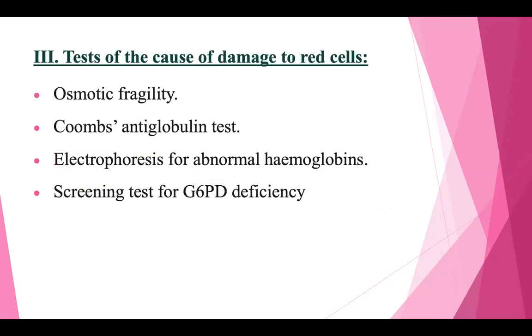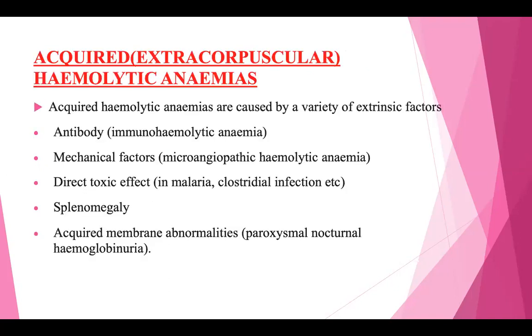And third, we should test for the cause of the damage, to know where this cause comes from. If we suspect spherocytosis we do osmotic fragility; if we suspect immune causes we do the Coombs test; if we suspect a hemoglobin abnormality we do hemoglobin electrophoresis; if we suspect G6PD deficiency we do an assay of the G6PD enzyme.